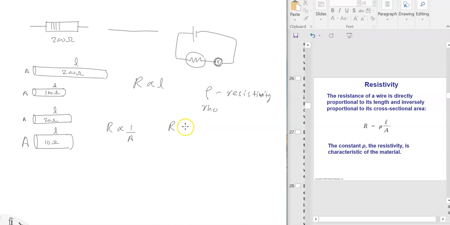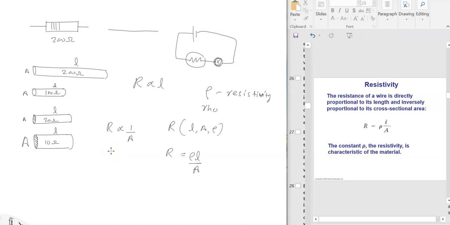So resistance depends on three things: length, area, and resistivity. And when you put them in an equation, we get this equation: resistance equals rho L over A. So bigger the rho number, bigger the resistivity, more resistance. Bigger the length, more resistance. Bigger the area, less resistance. When we say area, we talk about this cross-sectional area, right? Not the cylindrical side, but the cross-section.